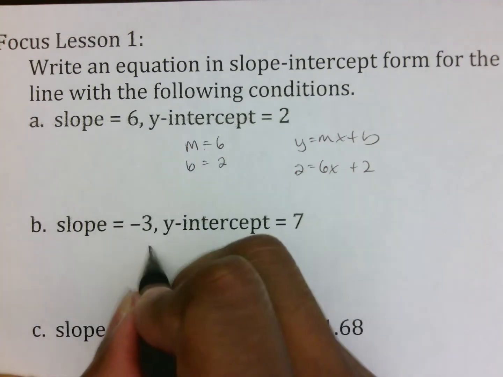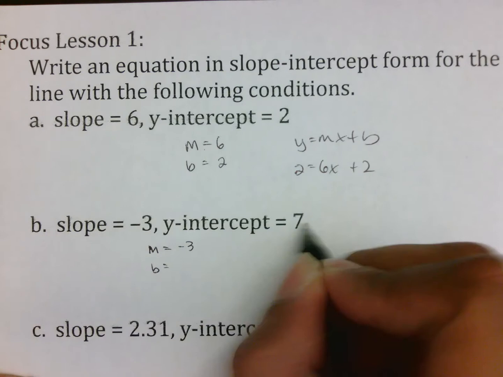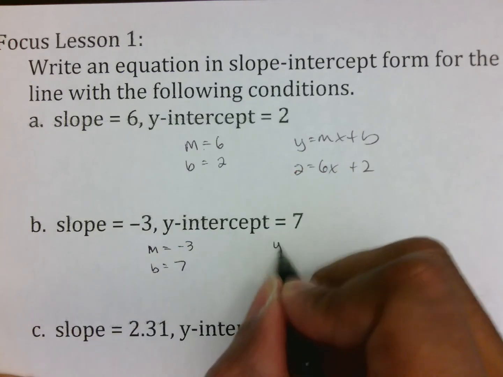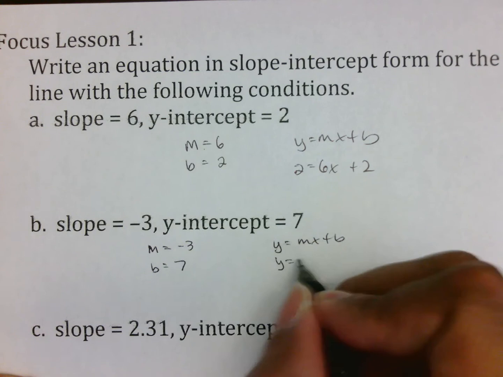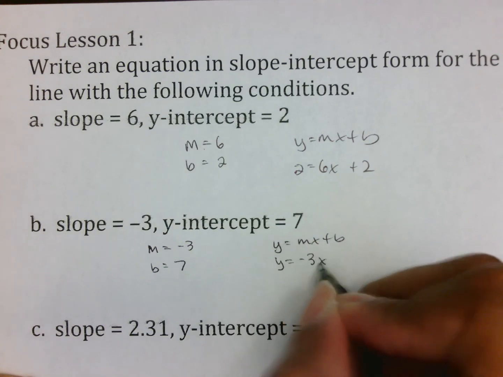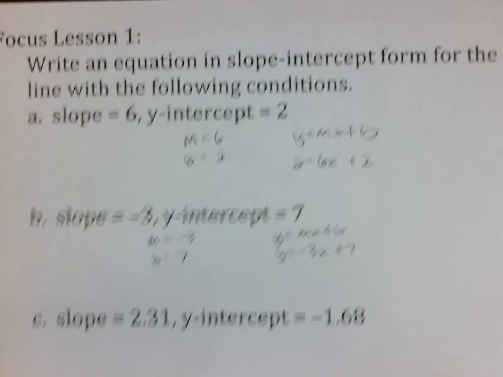Here we have m, again, which is slope, negative 3. B, which is your y-intercept of 7. Again, you use the formula y equals mx plus b, and based off of that, you get y equals negative 3x plus 7. Again, m turns into negative 3, b turns into 7.